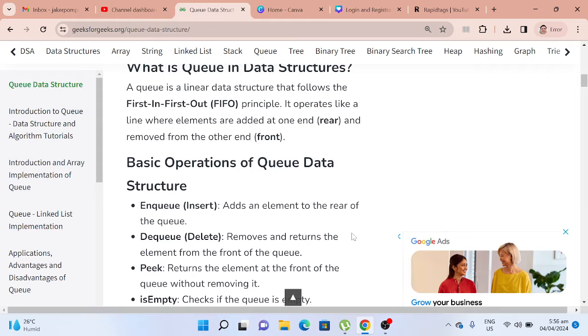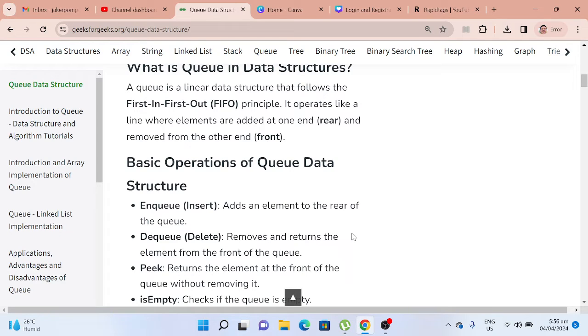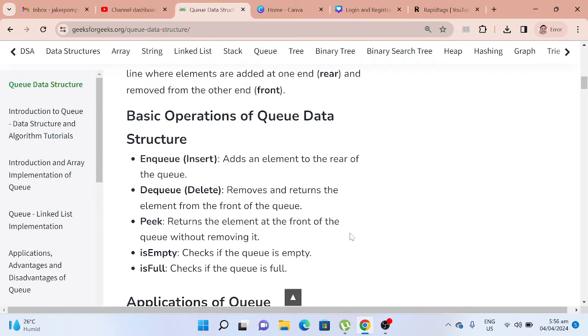So a queue is a linear data structure that follows the first in first out principle. It operates like a line where elements are added at one end, or the rear, and removed from the other end, or the front. So basically we have here the basic operations of queue data structure.